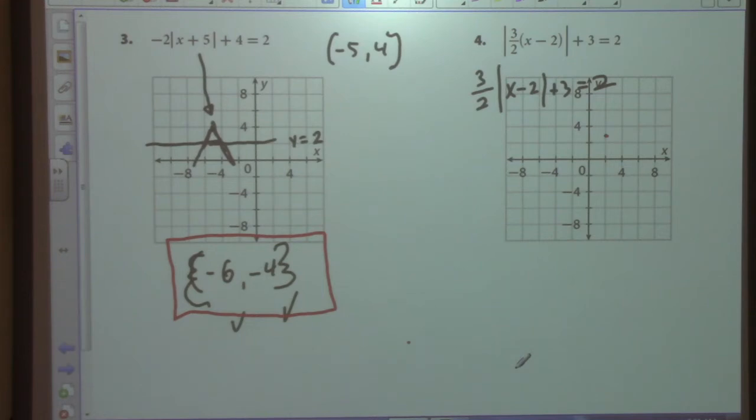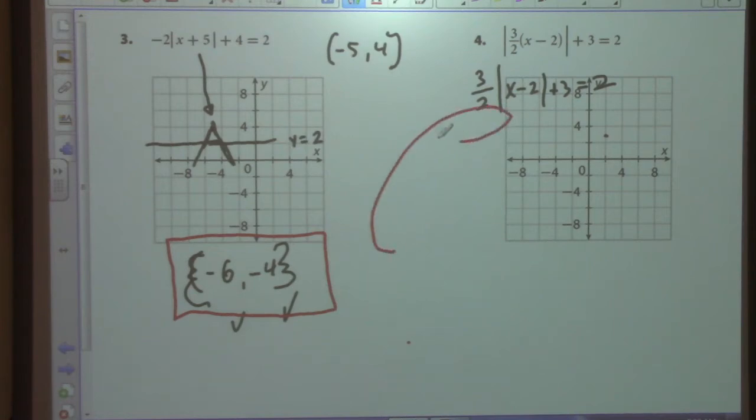All right, Atlee, what are you thinking on this one? So I graphed it first. I don't really know. I think it's no solution. Why is it no solution? Because the g of x doesn't touch the f of x.